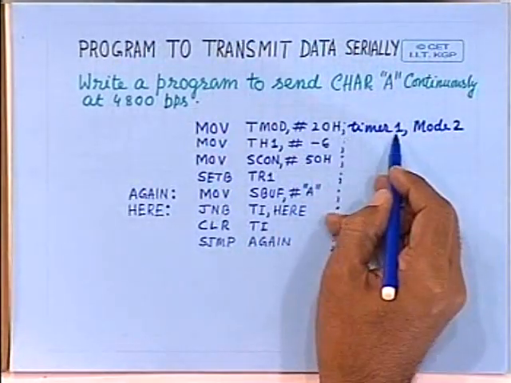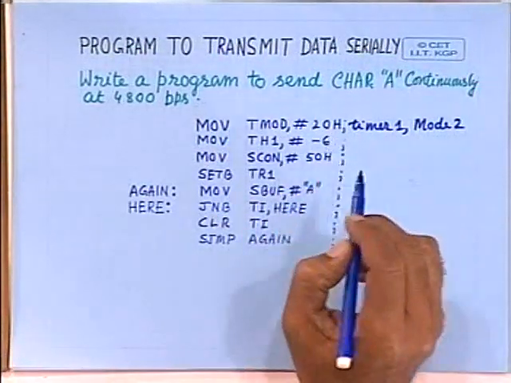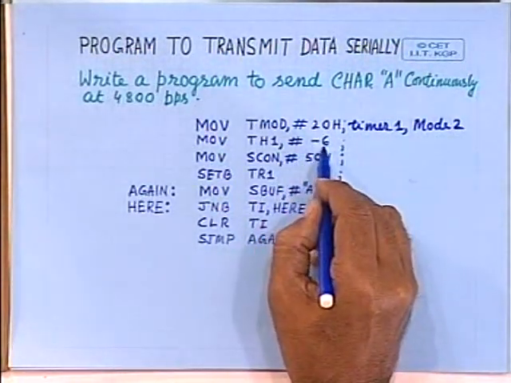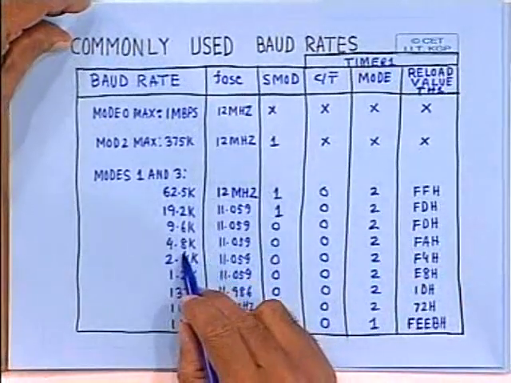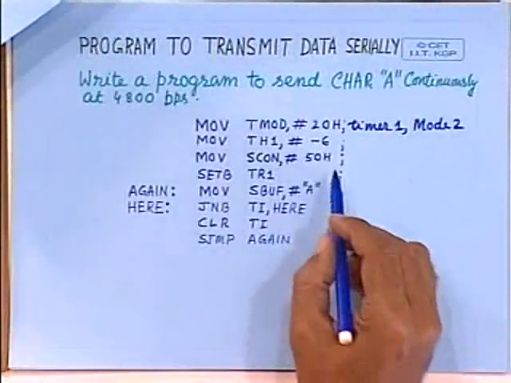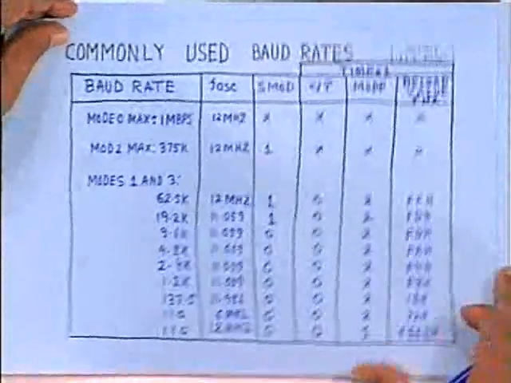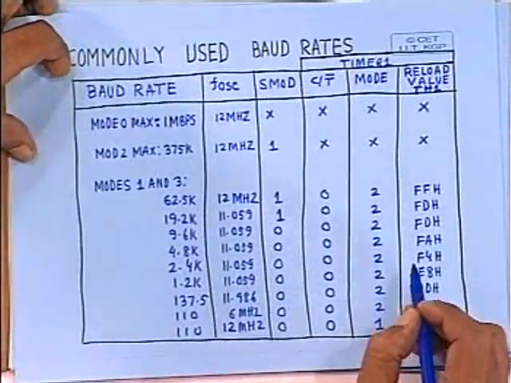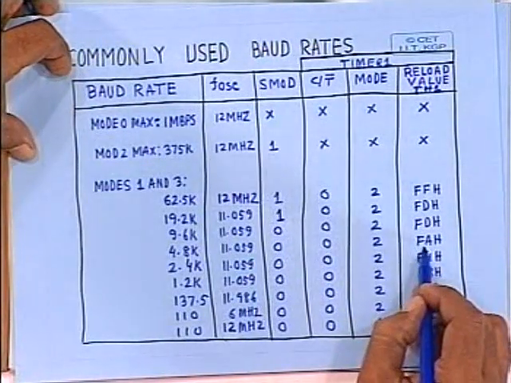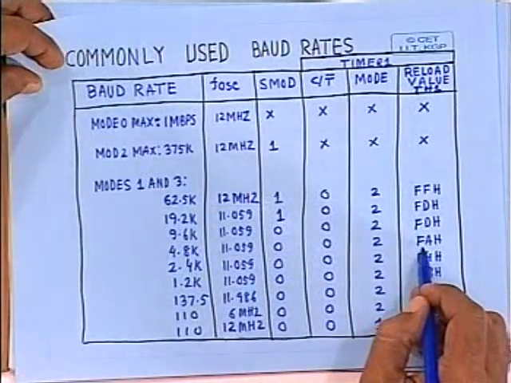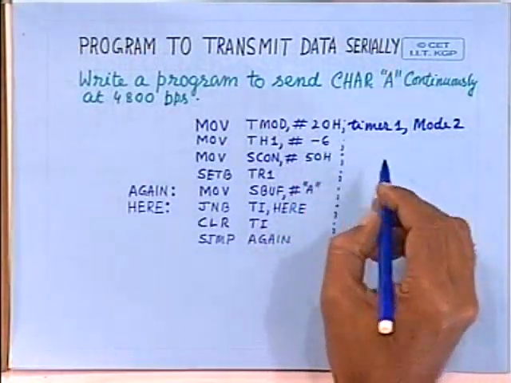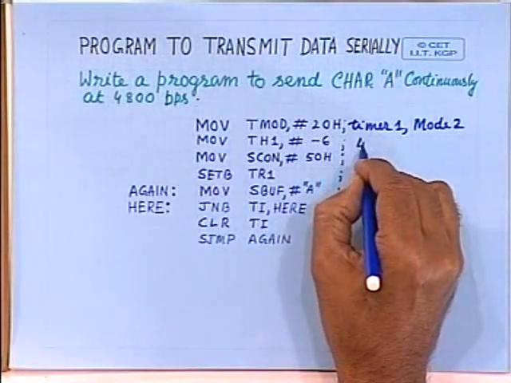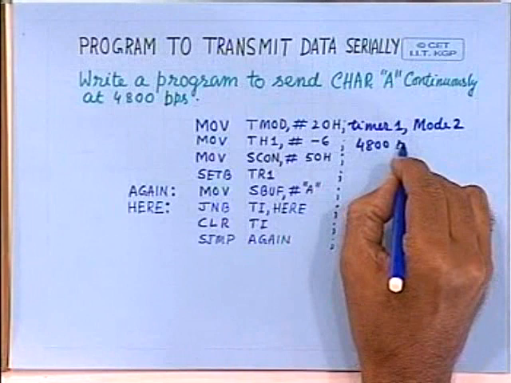The first instruction configures timer 1 in mode 2. Then you load a suitable value. -6 is essentially FA. To get 4800 baud you have to use this value, so instead of writing FA in hex, you can write -6, which is equivalent to FA. This allows you to generate a 4800 baud rate.